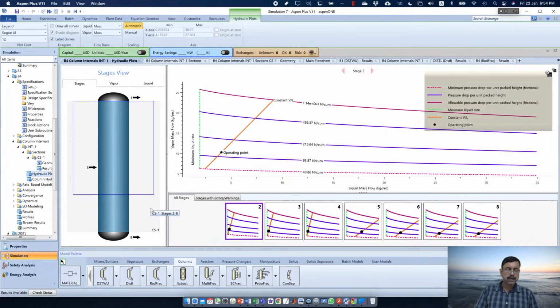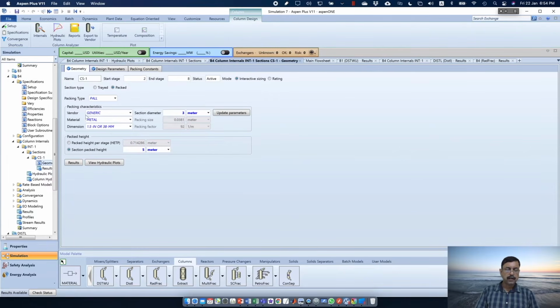Now the packing material also you can check. Here the packing characteristics, we are using generic model. We can use Raschig ring with ceramic material. Dimension we can check. The packing size also we can check. And many other parameters we can change and rerun the calculation to see what is the final output. Okay, so that is how you can do the simulation with RADFRAC, and that can be rigorous calculation.